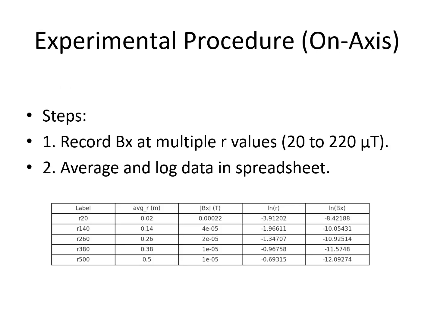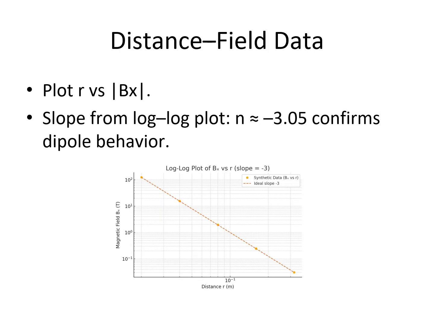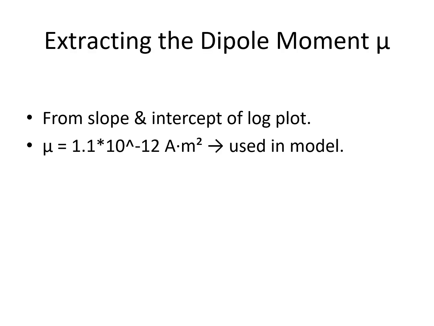This is the experimental procedure on axis. These are the steps. I recorded the Bx at multiple R values from 20 to 220, as you can see here in the table, and found the average and logged the data in the spreadsheet. For the distance-field data, I plotted these data points and found the slope of the line, which is about -3, and that confirms the dipole behavior of the magnet.